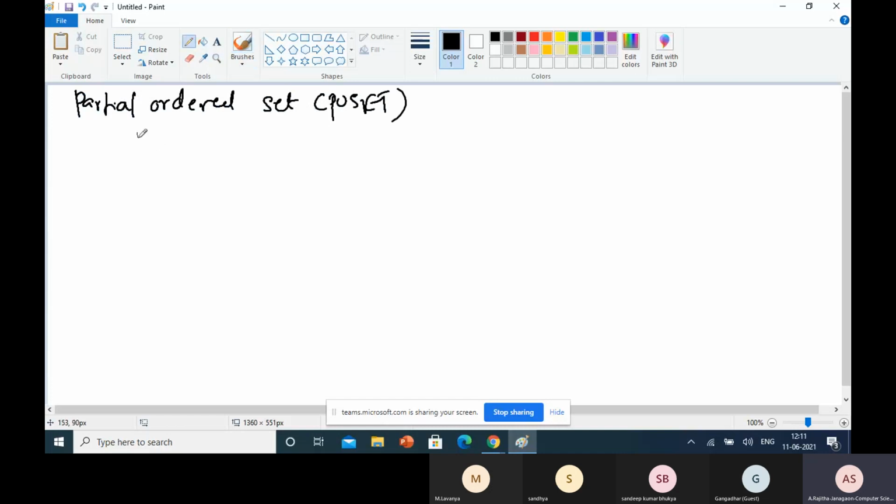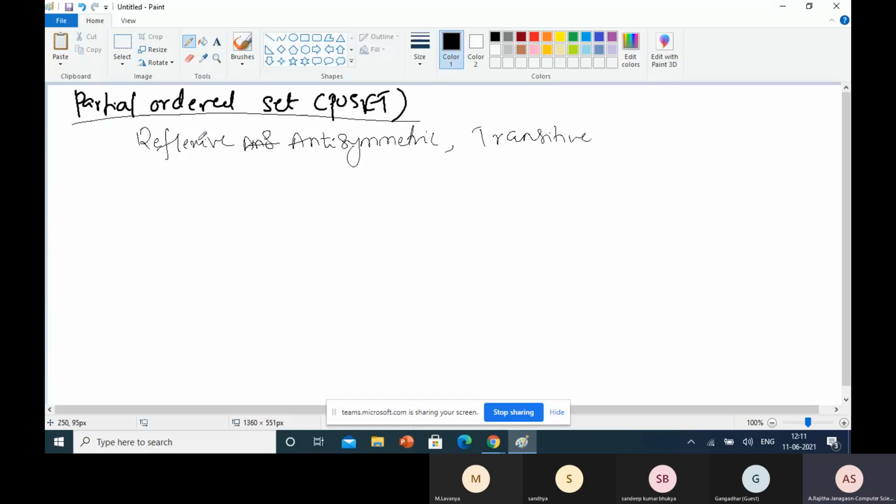One is the reflexive property, the antisymmetric property, and the transitive property.